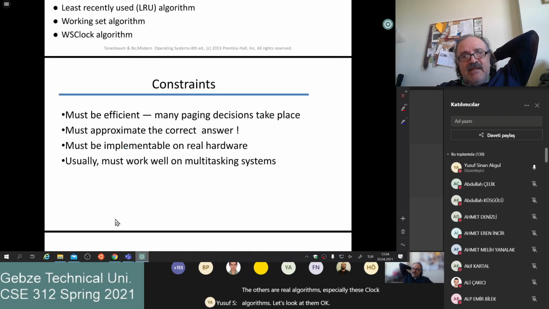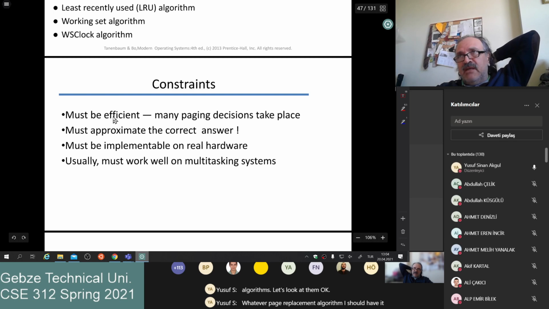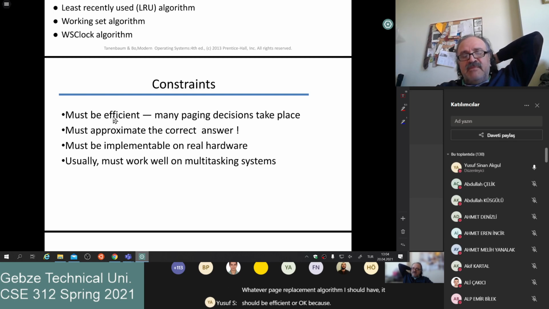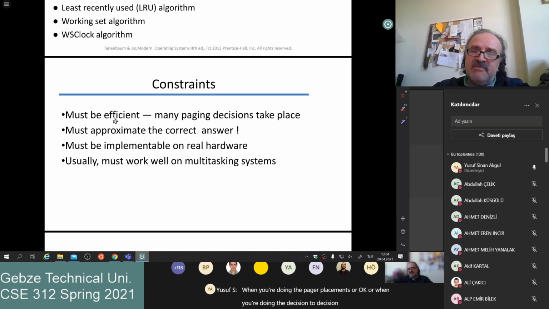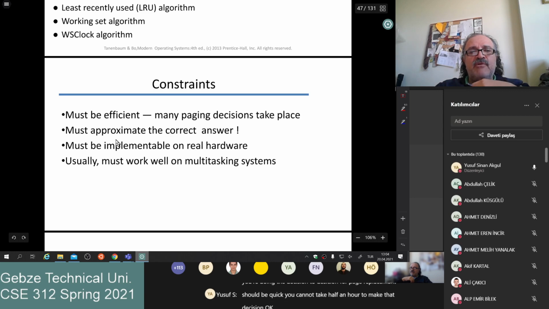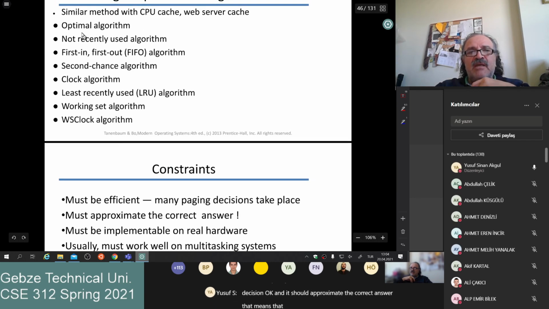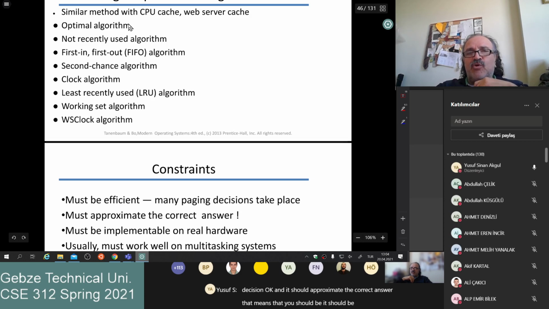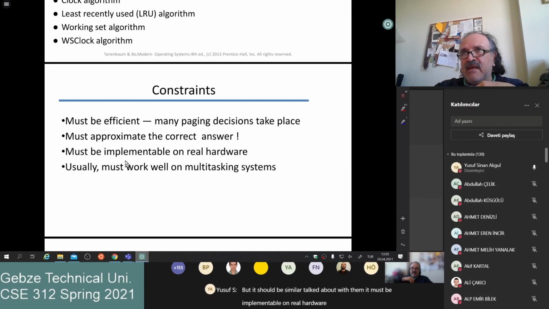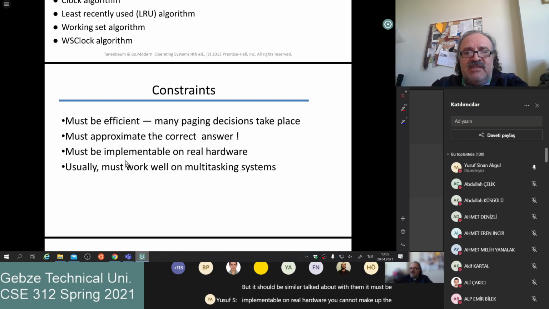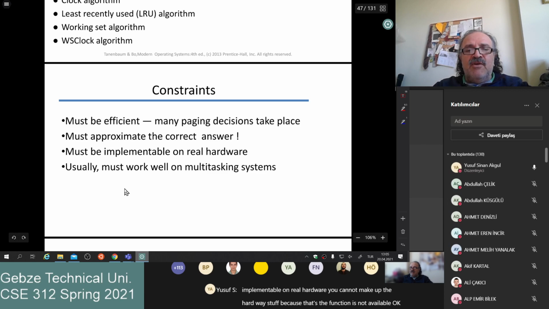Whatever page replacement algorithm I have, it should be efficient, because when you are making the decision for page replacement, it should be quick. You cannot take half an hour to make that decision. And it should approximate the correct answer. That means it should not be exactly the same as the optimal algorithm, but it should be similar to the optimal algorithm. It must be implementable on real hardware. You cannot make up new hardware features because that functionality is not available. And we should not forget about multitasking, multi-user systems.